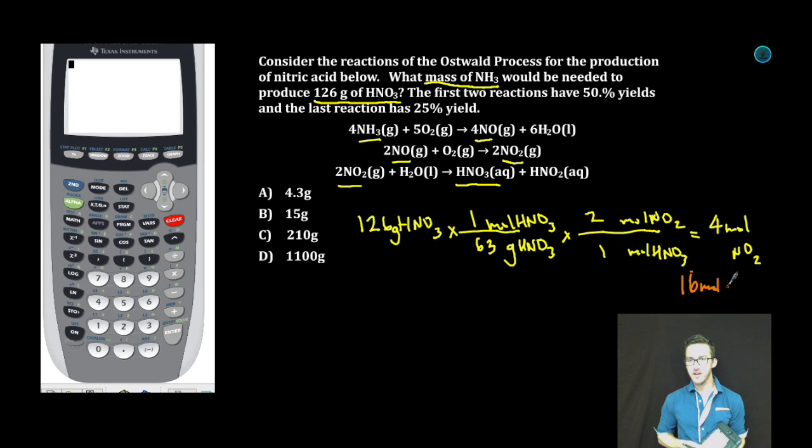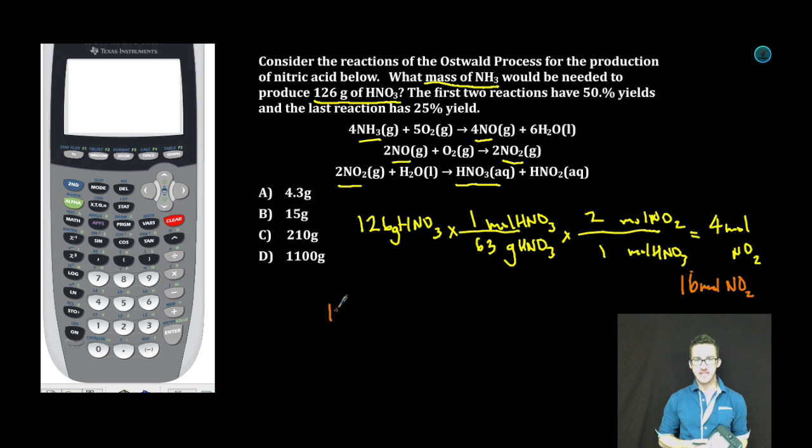16 moles of NO2. Again, think about it. If I had 16 moles of NO2, using the stoichiometry in the equation, that would give me 8 moles of HNO3. But that's at 100% yield. I only get 25% of that. And what's 25% of 8? You guessed it, 2 moles, or 126 grams of HNO3.